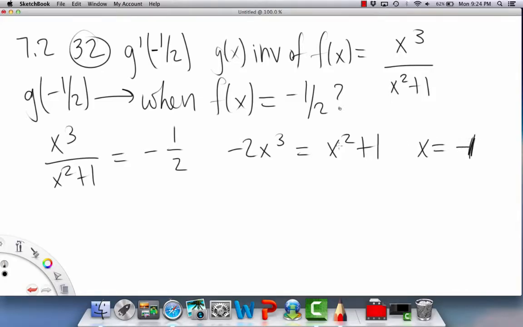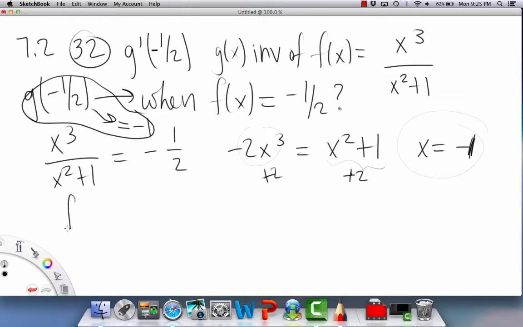So we would get negative 1 to the third, which is negative 1, and that makes it a positive 2 on this side. So this is a plus 2, and this would also be a plus 2. We can see that that's true. So g of negative 1 half is equal to negative 1, and this equation holds true.